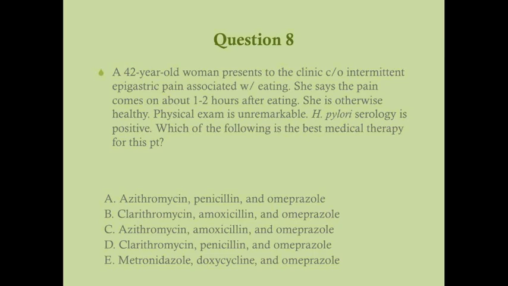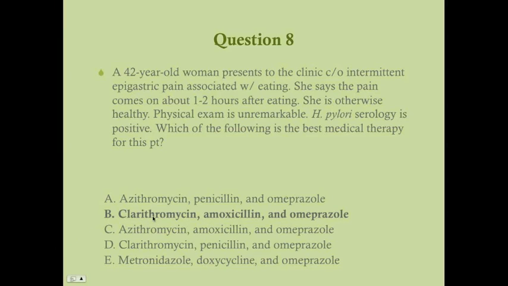Is it A, azithromycin, penicillin, and omeprazole, B, clarithromycin, amoxicillin, and omeprazole, C, azithromycin, amoxicillin, and omeprazole, D, clarithromycin, penicillin, and omeprazole, or E, metronidazole, doxycycline, and omeprazole? So how do we treat H. pylori? We have a triple therapy. We use 2 specific antibiotics and a proton pump inhibitor, which you know here is omeprazole. But what are the 2 antibiotics that we use initially? And the answer is B, clarithromycin, amoxicillin, and omeprazole.